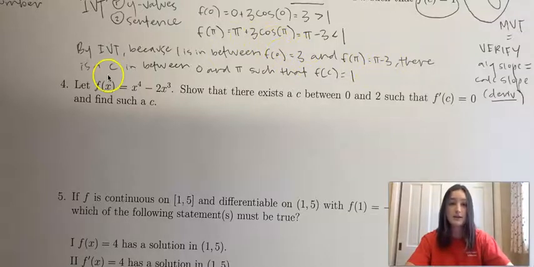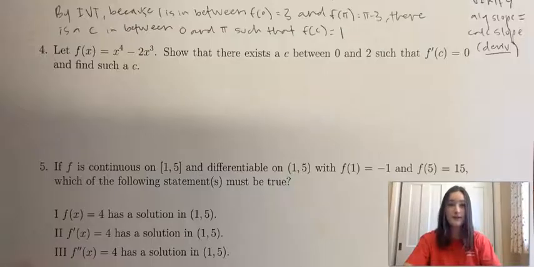There is a c, there is an x value between the two given x values. Sorry, you can't see them, but there's 0 and pi, such that f of c, basically the y value of that c, equals 1. And if that sentence is still a little confusing, we're going to do a lot more example problems and you'll get the hang of it.